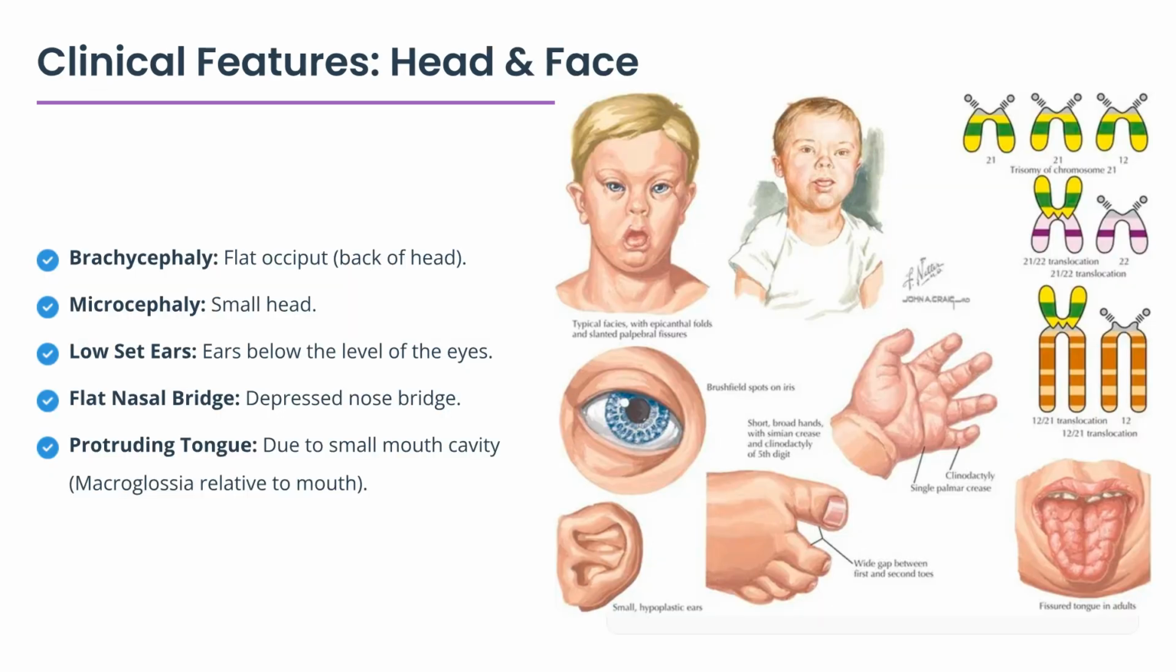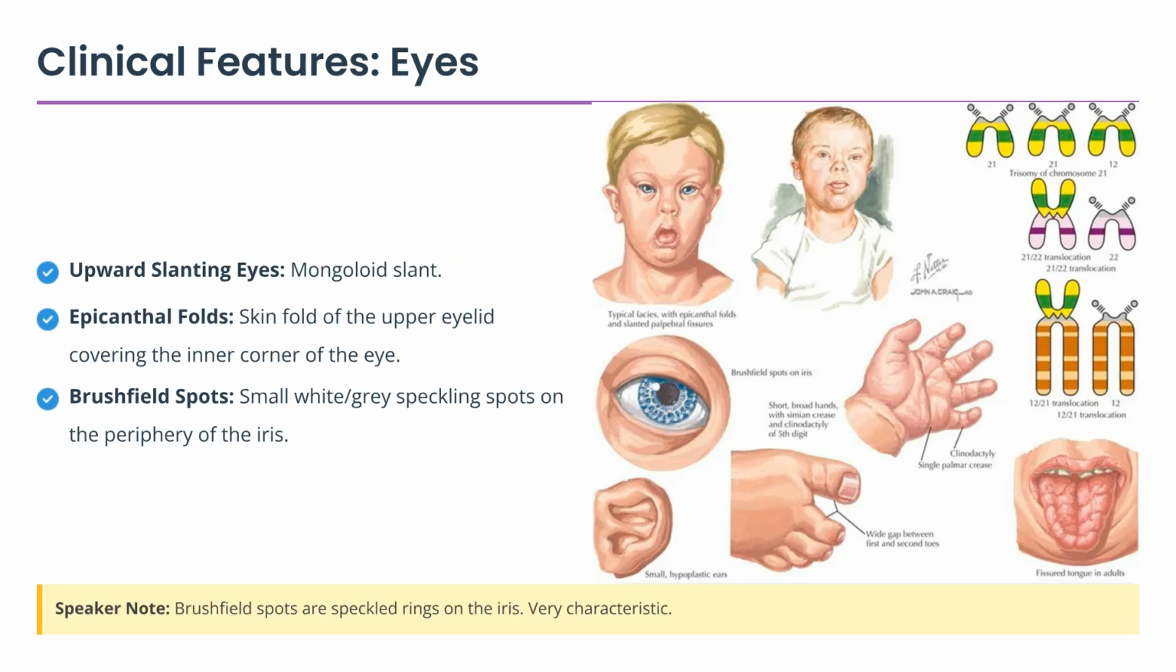Key clinical features of the head and face include brachycephaly, microcephaly, low-set ears, a flat nasal bridge, and a protruding tongue due to a small mouth cavity. Eye features include upward slanting eyes, or mongoloid slant, and epicanthal folds. Brushfield spots, which are small white speckling spots on the iris, are also characteristic.